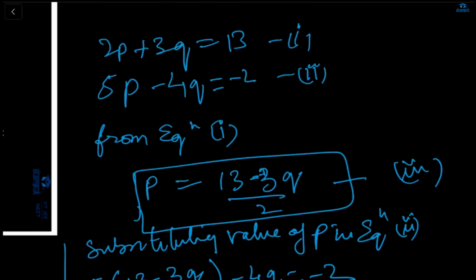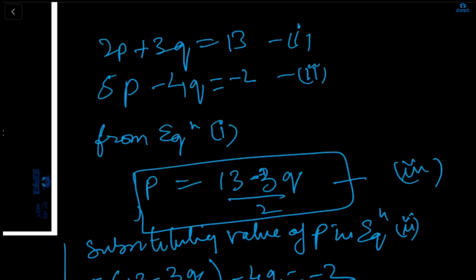Ma'am, instead of taking from equation 1, can we take it from equation 2? Yeah, that only I was going to tell just now. From which equation you are taking the value, you will not put it in that. In the other equation, you will put that. If you are taking the value of P from the second equation, then you are going to substitute the value in the first. Okay? And you can take any other variable also.